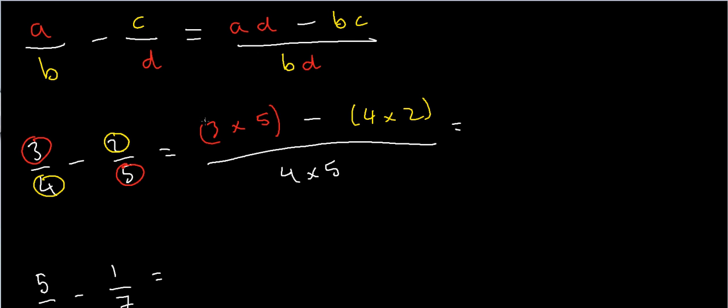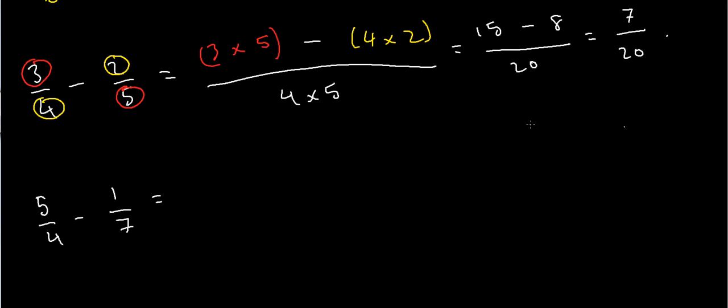So if we simplify this, well, 3 times 5 is 15. So that's 15 minus 4 times 2, and 4 times 2 is 8. So that's 15 minus 8, all divided by 4 times 5, which happens to be 20. 15 minus 8 is 7, and we've still got divided by 20. And 7 and 20 are coprime, or they don't share a common factor, so this is in its simplest form. So 3/4 minus 2/5 is 7 over 20.